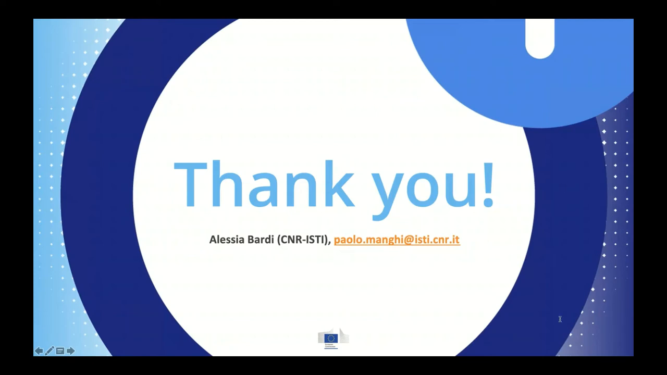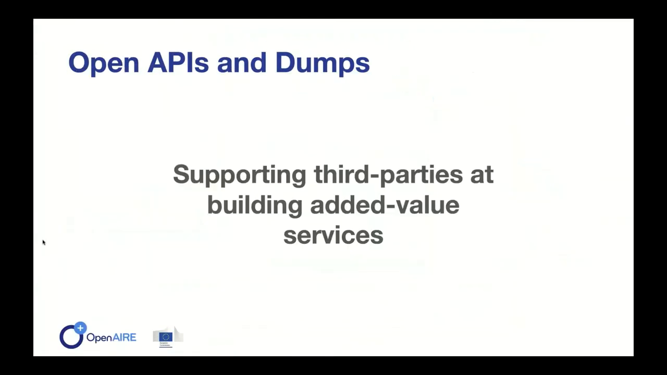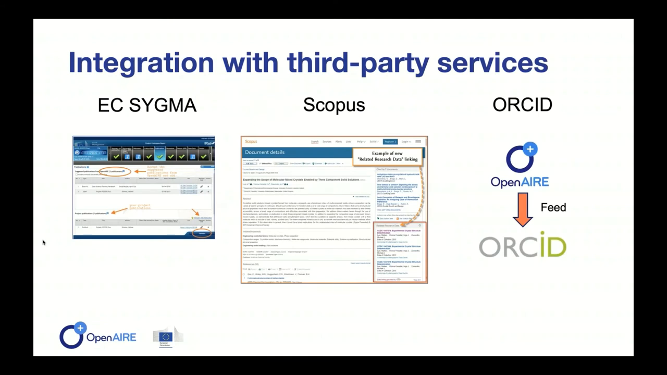I think this is what Paolo highlighted in one of the last slides regarding the integration with third parties. Maybe it's a novelty for some of you, and it's quite important, because when Paolo mentions that Scopus or Sigma or ORCID are using OpenAIRE content and OpenAIRE APIs, they are linking to your content, the content that OpenAIRE gathers from you and collects in the OpenAIRE infrastructure. So feel free to ask questions.